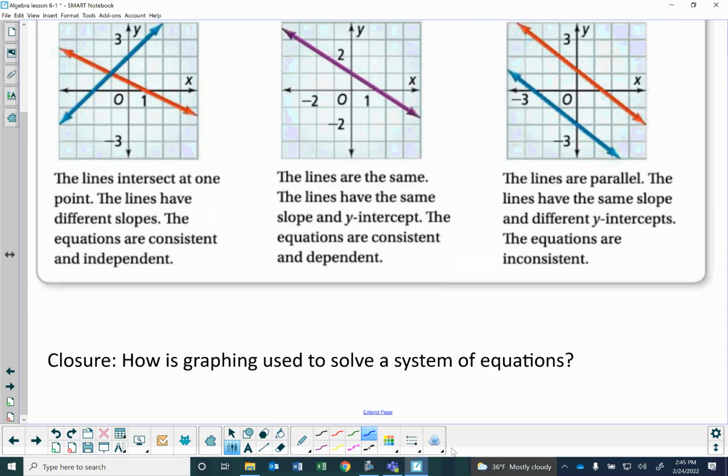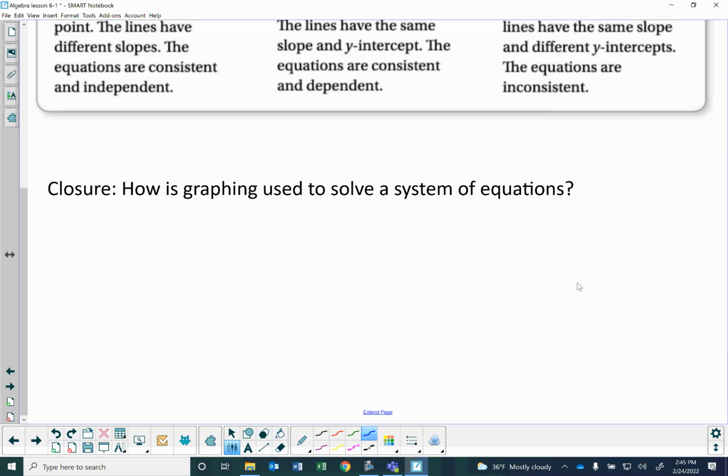All right, closure question. How is graphing used to solve a system of equations? Please answer that closure question.